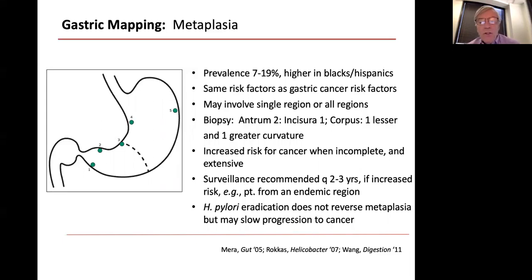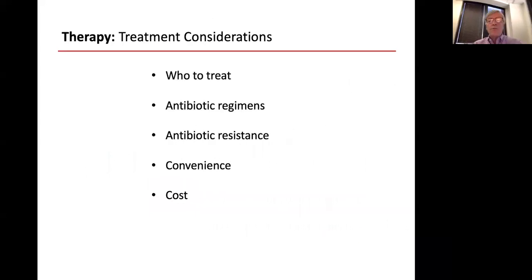The studies looking at who should be followed once metaplasia is detected are not clear, but surveillance in general would be recommended every 2 to 3 years if the subject with the metaplasia is from an endemic region. H. pylori itself does not reverse metaplasia, but it may slow progression to gastric cancer.